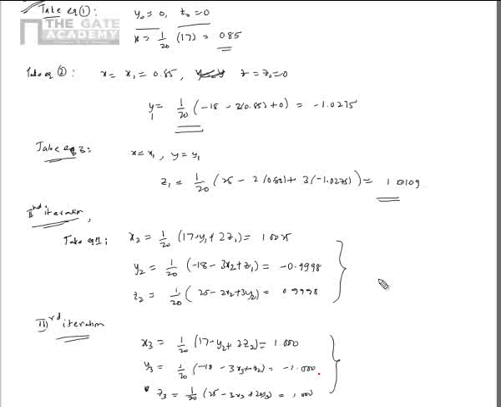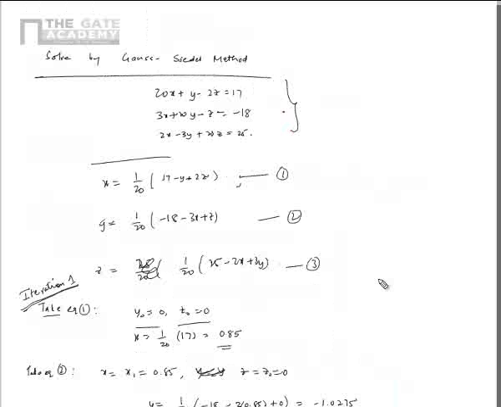So now if you compare the second iteration values and the third iteration values, they are practically the same. Okay, so we can stop at this point and we can say that the solution is x equal to 1, y is equal to minus 1, and z is equal to 1. This is the solution of the simultaneous equations. In fact, you can solve it by a direct method, but just to explain the idea behind the iterative method, this is how it works.